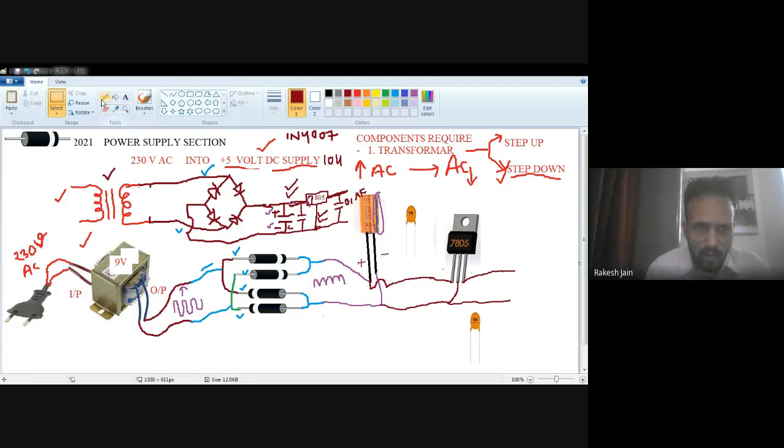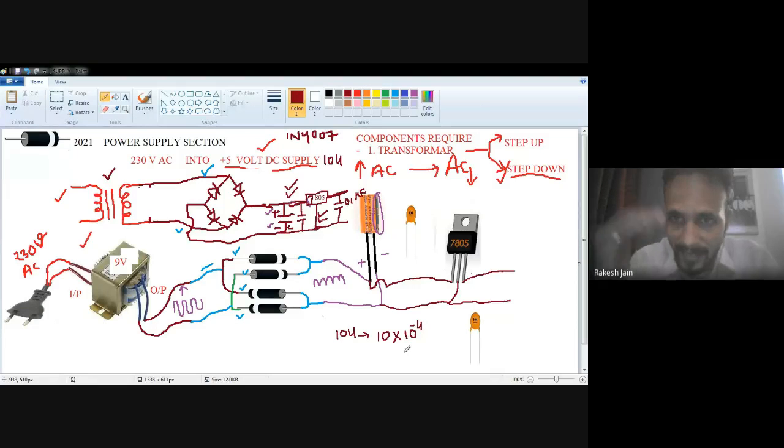Now 104 means 0.1 microfarad. How? 104 means 10 multiplied by 10 to the power minus 4, where the third digit is the power with a negative sign. That is 10 divided by 10 to the power 4, that is 1 divided by 1000. So it will be completely 0.1 microfarad.